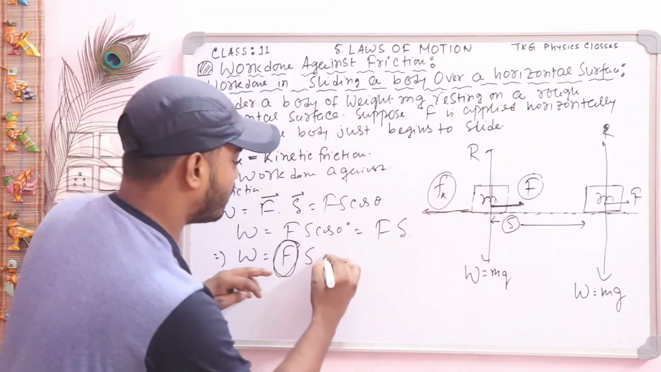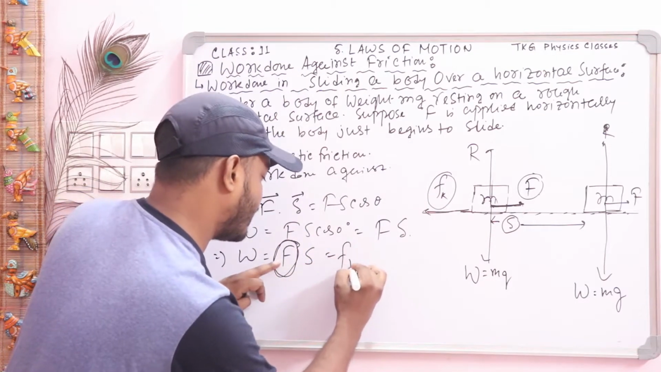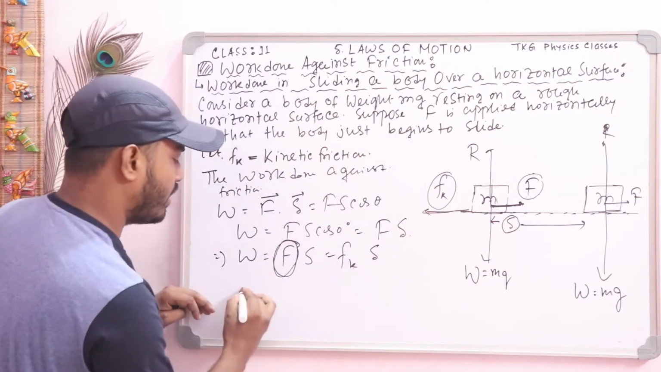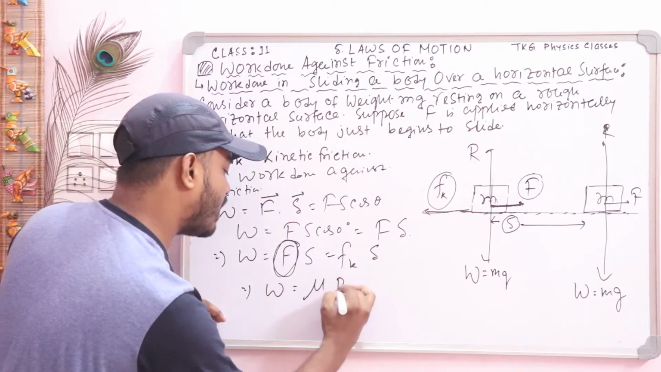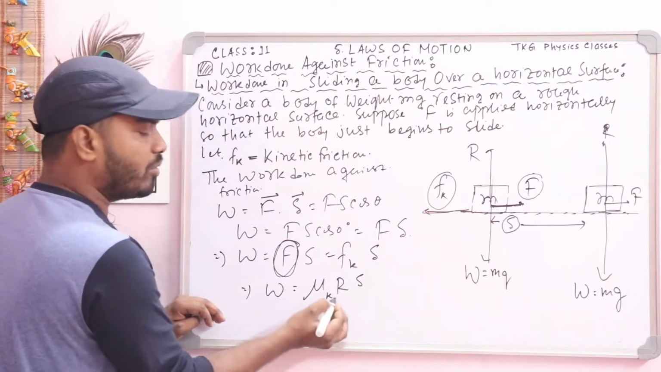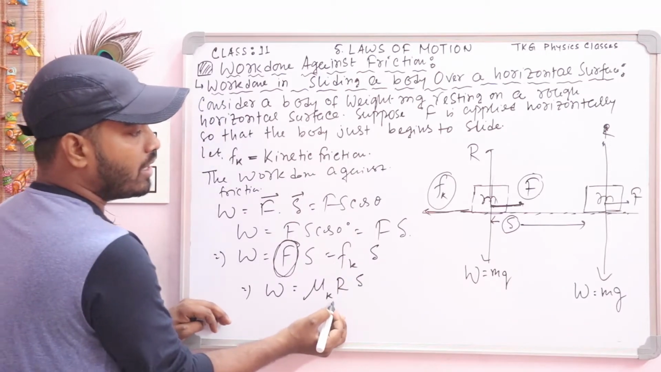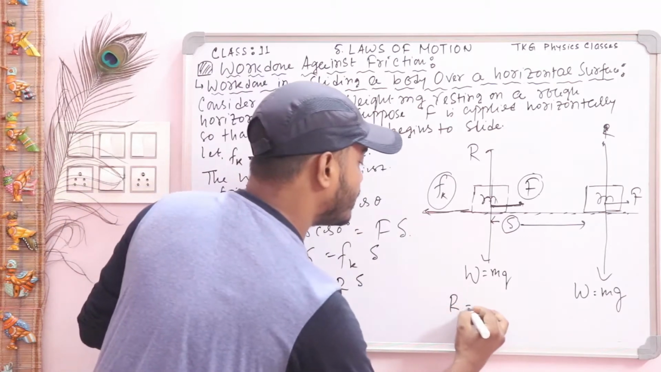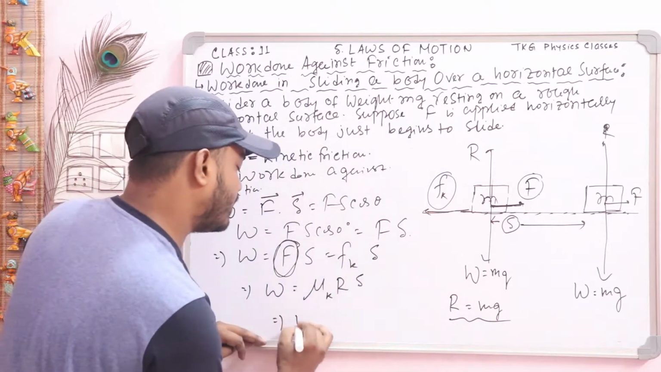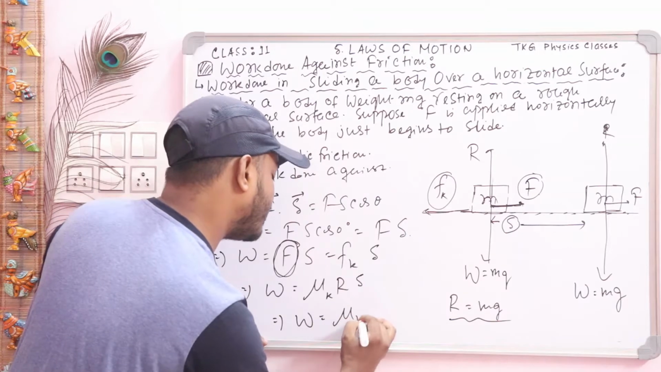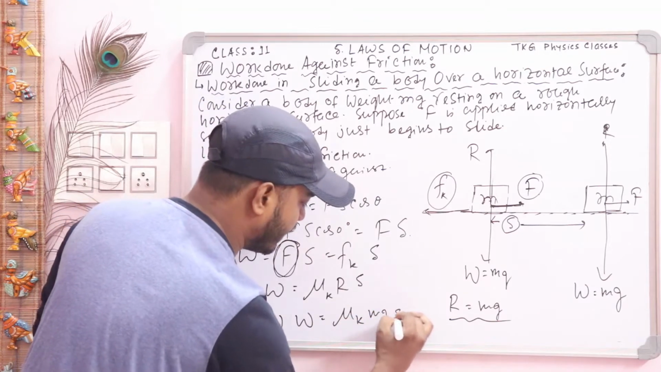So here in the place of F, you can write Fk into S. Now what is Fk? Fk is equal to mu k into R into S. We already completed this one. Now R is balanced with mg, weight. So W is equal to mu k mg into S.